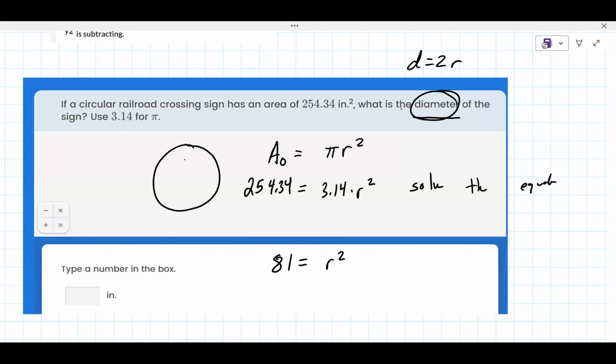It's 81. The radius squared is 81. Sorry, it's 9. Okay, so what is the diameter if the radius is 9? Well, here's the thing: since the diameter equals 2 times the radius, it'd be 18. 18. There it is. All right, so I'll enter that in the other screen. All right.